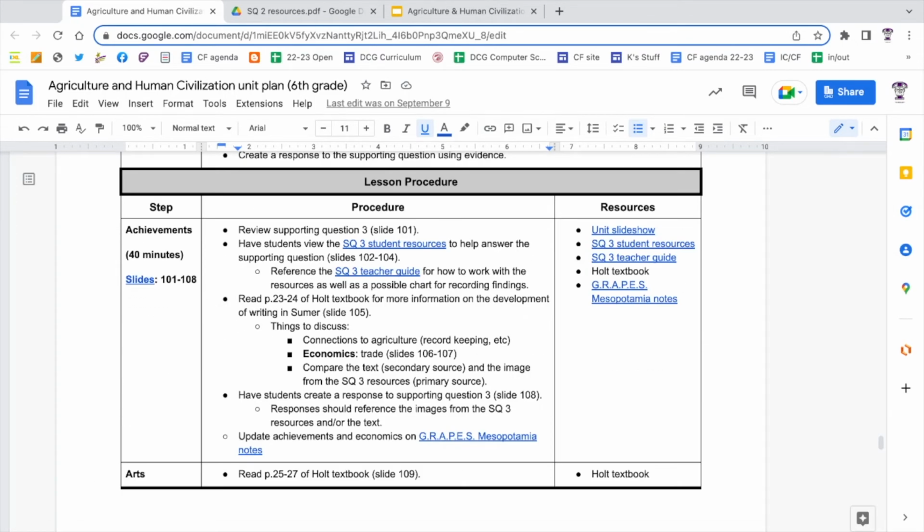Lesson 7, we're taking a look at the achievements of the civilization in Mesopotamia. In this case, we have connections to agriculture, economics, specifically the early forms of trade, and then we can also compare the secondary source of the text to the supporting question 3 resources or the primary source.